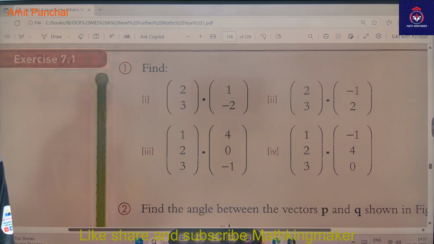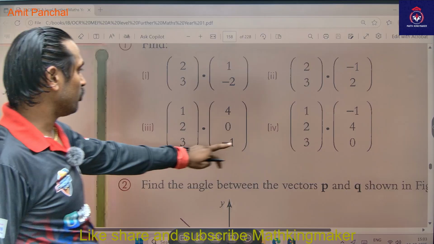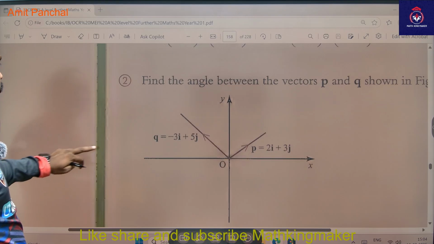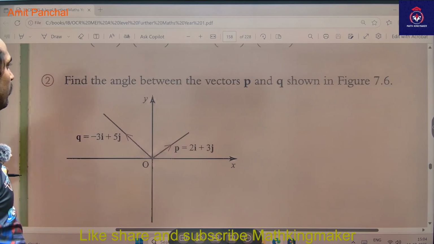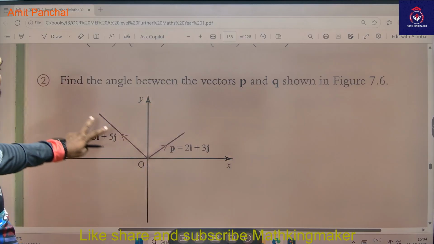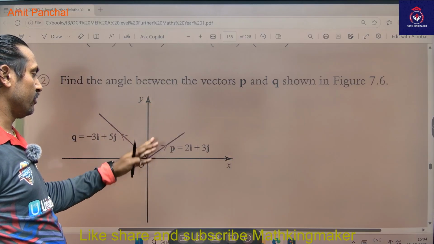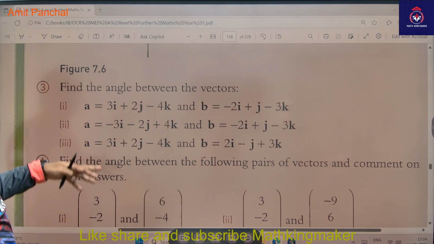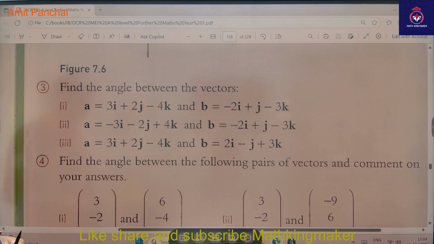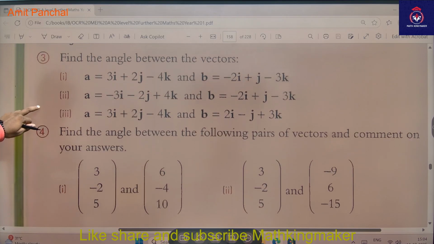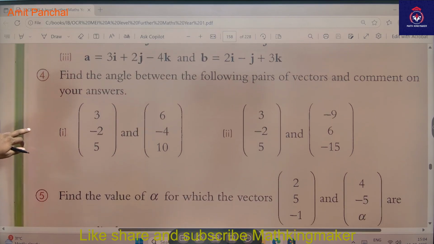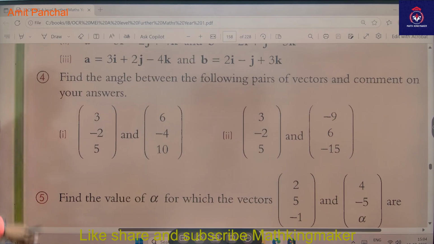Which questions have you done, sir? The fourth part is done. It is very simple. The second question is also done. That is also very simple, because find the angle between the vectors P and Q. So simply find the dot product and divide it by the magnitudes. And about the third, what did you do? I'll do the third part. Just do it. Find the angle between the vectors A and B. That is also very simple. Just do the last part.